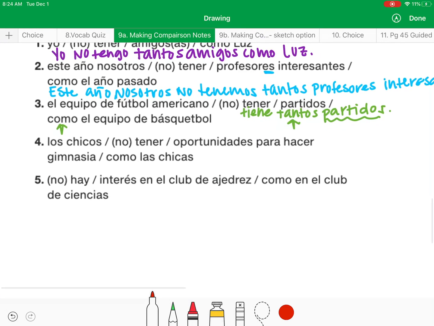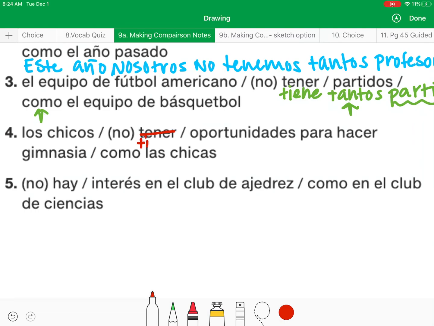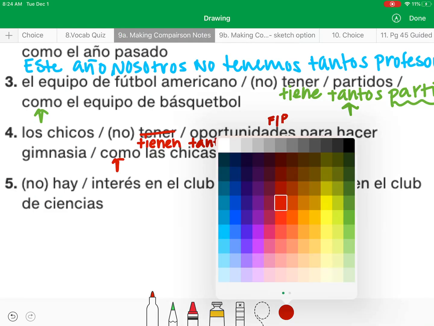Okay, number 4. Los chicos no. Oh, let me write on the bottom. No tienen. Okay, we're looking at oportunidades, which is feminine and plural. So we're going to say tantas oportunidades para hacer gimnasia como las chicas. So we've got tantas, a noun, and then como. Okay, go ahead and pause and do the last one.